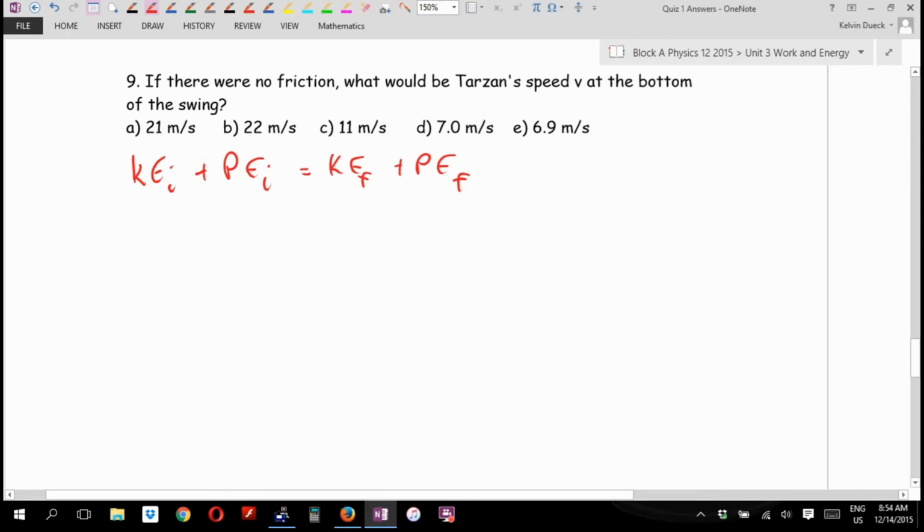Plus heat. No heat. Are any of these 0? Well, we're starting out at rest and we're ending up on the ground. Yay! This isn't going to be too bad at all. I'm going to get mgh initial equals a half mv final squared.